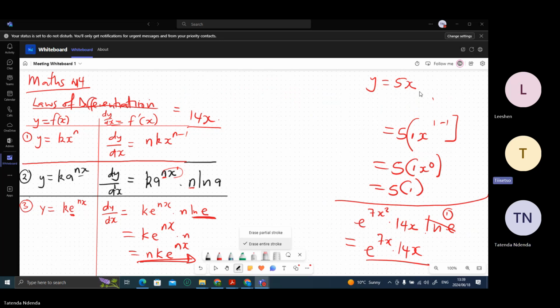So then on the exams, how are you going to know if they're going to ask you a question on law 1 or 2 or 3, or does it only depend on what the values are?